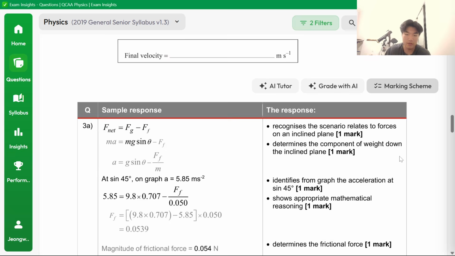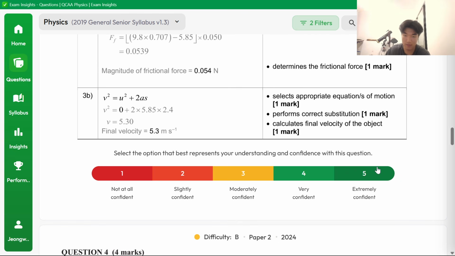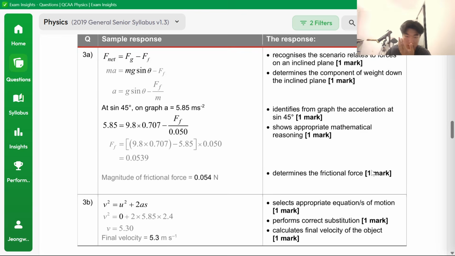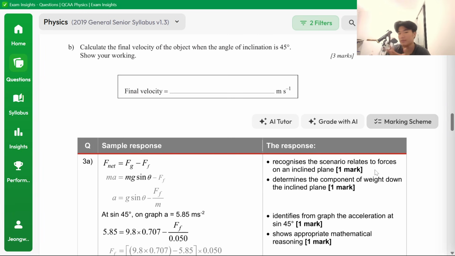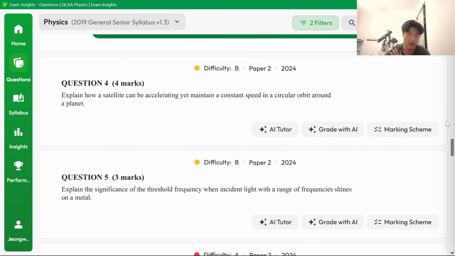Calculate the final velocity, yep. We use the same formula, 5.3. Okay. They didn't specify down the slope, but alright. Oh, wait, because... Okay, never mind. Yeah, it doesn't give any space for you to write that.